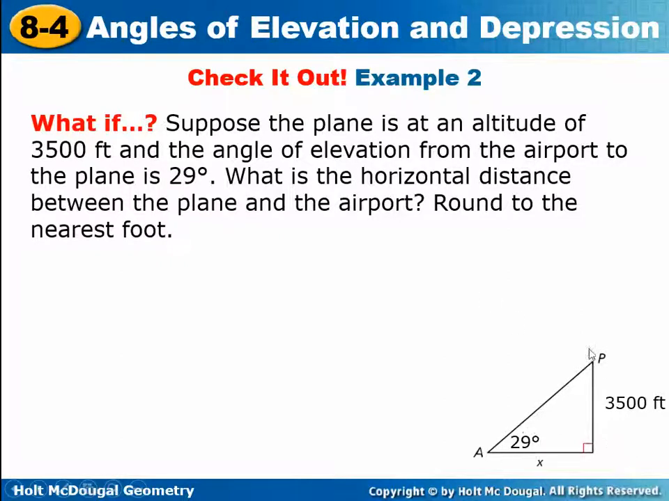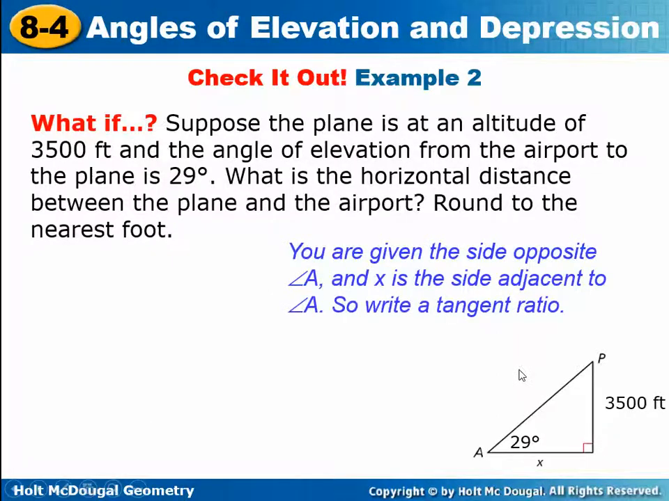We know that here's our plane up here, P, and A is the airport. We know that the angle of elevation is 29 degrees, and we know that the plane is 3,500 feet up. And we're looking for this distance here. Now you have to pick the right tangent, sine, or cosine function. You pick the right one that will use what we know and what we're trying to find out. In this example, again, we're going to want to do tangent because the tangent is equal to the opposite over the adjacent. We know the opposite, we're looking for the adjacent.